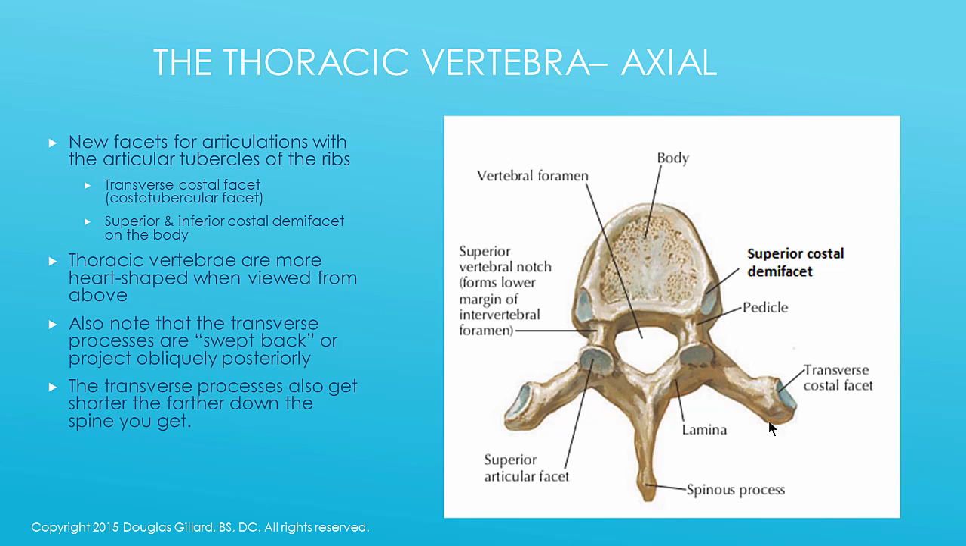Thoracic vertebra. Pretty much everything's the same except we have some demifacets on the thoracic vertebrae in the middle of the spine. It has a superior and inferior demifacet. It also has a transverse costal facet, which is where the ribs articulate. Okay, everything else is exactly the same.